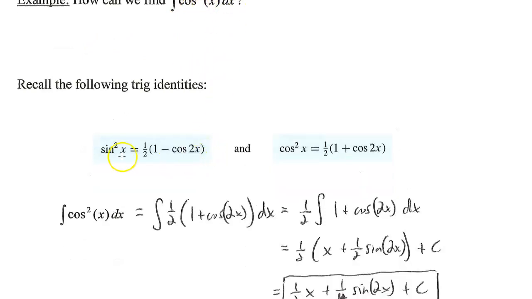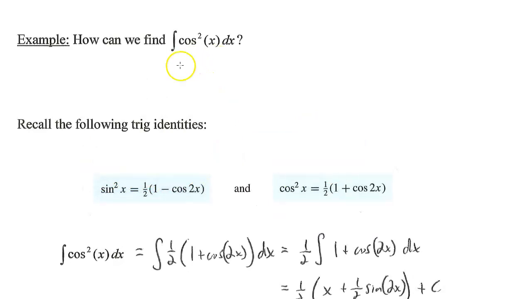Okay, well, let's remember these trig identities. Now, one trig identity for cosine squared is that it's 1 minus sine squared, right? Because cosine squared plus sine squared is 1, so cosine squared would be 1 minus sine squared. But that's not the trig identity we're going to use. We actually have another trig identity for cosine squared, is that it's 1/2 times 1 plus cosine of 2x. Or in other words, it's 1 plus cosine of 2x, that whole thing divided by 2.